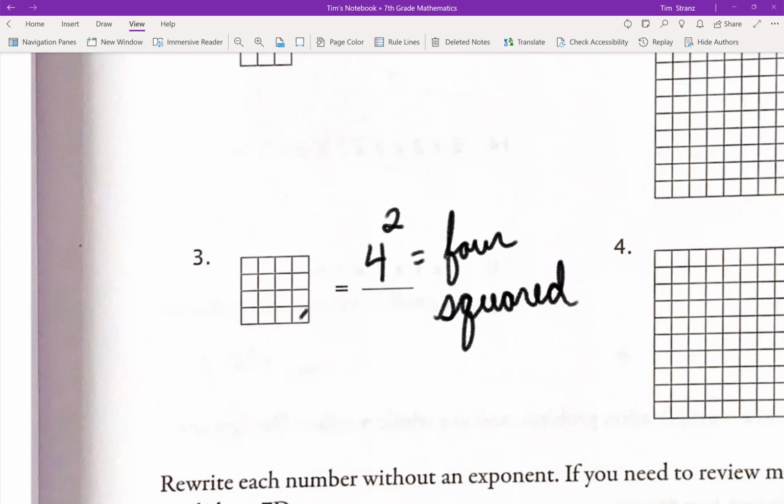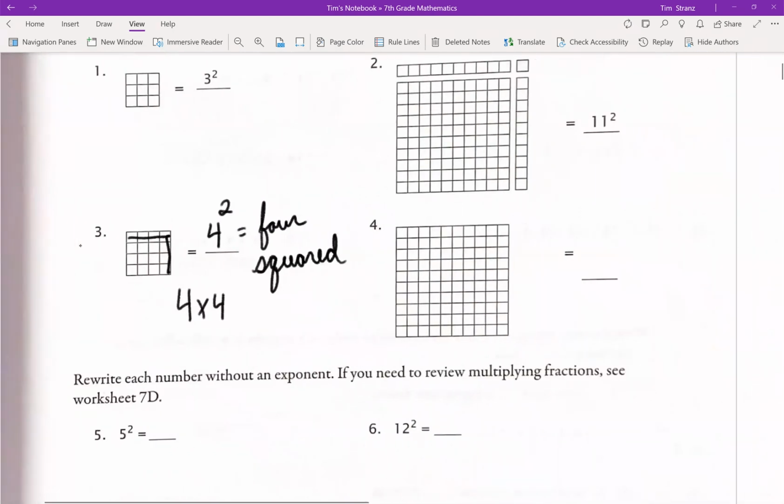So there's going to be 16 in here. 4 squared means that there's going to be 1, 2, 3, 4, and 1, 2, 3, 4. If you fill in all these boxes, it's going to be 16 boxes in all. So 4 squared, really that's just saying 4 times 4. Okay, 4 times 4.